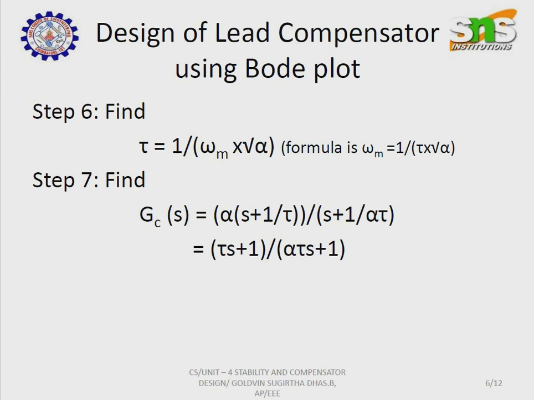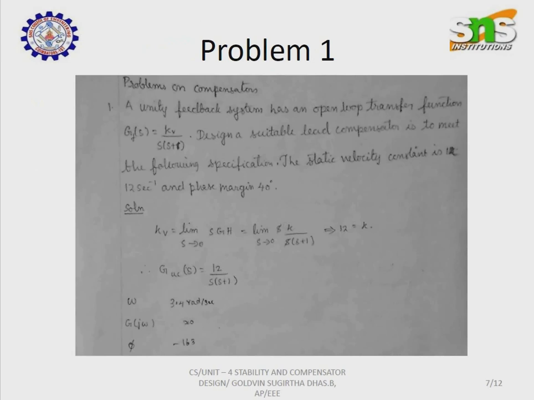Now we will see this using an example. A unity feedback system has an open loop transfer function G(s) H(s) is equal to K by s into s plus 1. Design a suitable lead compensator to meet the following specification. The static velocity constant is 12 seconds to the power minus 1 and the phase margin is 40 degrees. So we are given the phase margin phi s as 40 degrees, and the static velocity constant Kv equal to 12 seconds to the power minus 1.